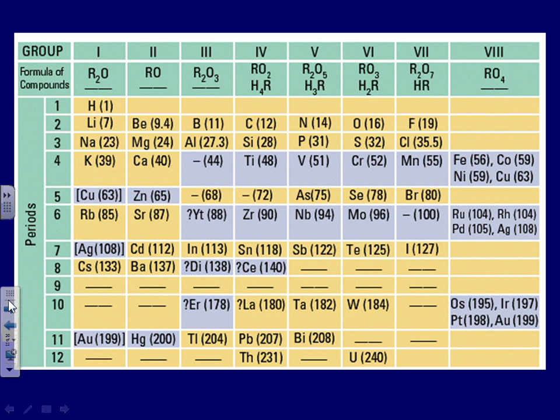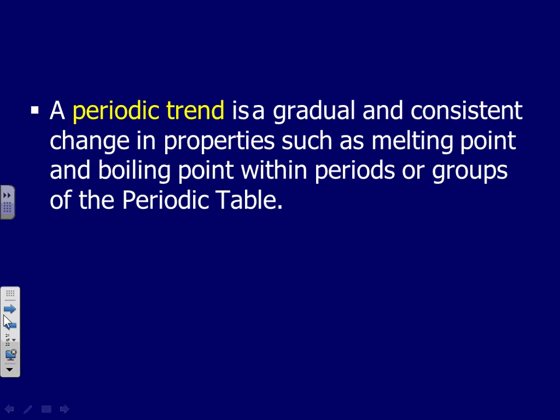This is, again, a little reproduction of his predicted periodic table. And again, if we work our way along here, I'm trying to find where gallium goes in here, right there, right after zinc. There's some blanks that he left in there. And like I said, soon after, there was discovery of many elements. So what is a periodic trend? Let's define that. A gradual, consistent change in properties such as melting point, boiling point within the periods and groups of a periodic table.